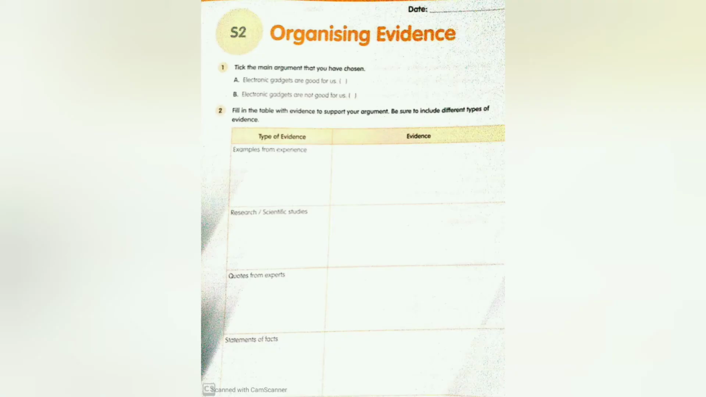Students, take out your S2 Organizing Evidence to page number 21. First question, tick the main argument that you have chosen. What you strongly believe in, tick that part. Choose the argument that you strongly believe in: electronic gadgets are good for us, or electronic gadgets are not good for us. I believe in electronic gadgets are good for us.